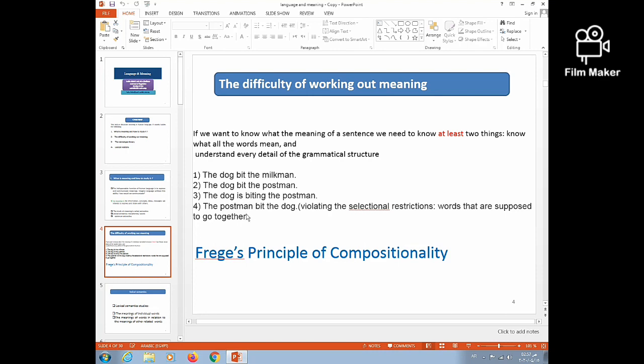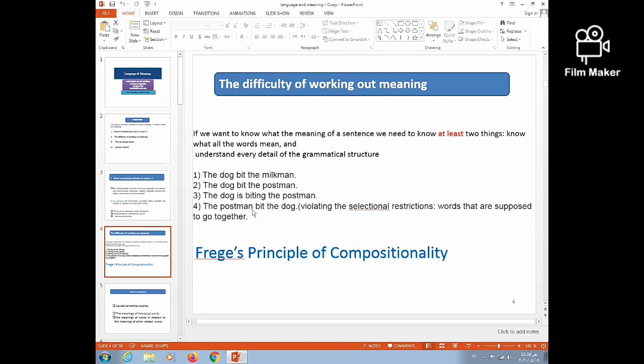Look at number four. It's so interesting, by the way. The postman bit the dog. Here the sentence grammatically is okay, but semantically, it's not okay. Why? Because it violates a very important law, which is selection restriction. What is it? Words that are supposed to go together. Bit cannot go with dog. Bit cannot be followed by dog.